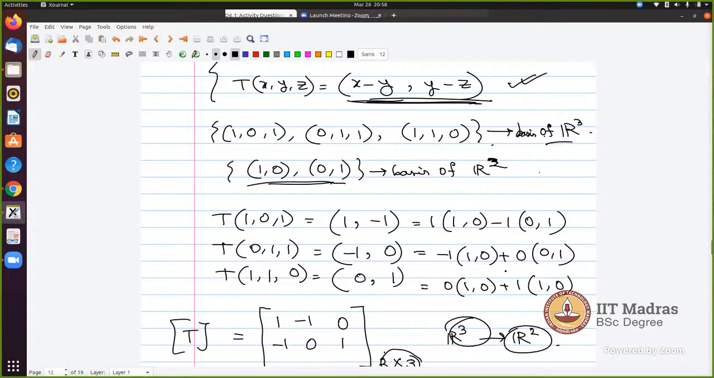The null space of this matrix is 1, 1, 1. That is one vector, a basis for the null space of this matrix, right? Now suppose we multiply each of these 1, 1, 1 with 1, 0, 1, 0, 1, 1 and 1, 1, 0. So 1 into 1, 0, 1 plus 1 into 0, 1, 1 plus 1 into 1, 1, 0. That will give the basis of the null space of the transformation. That's what I mean to say.